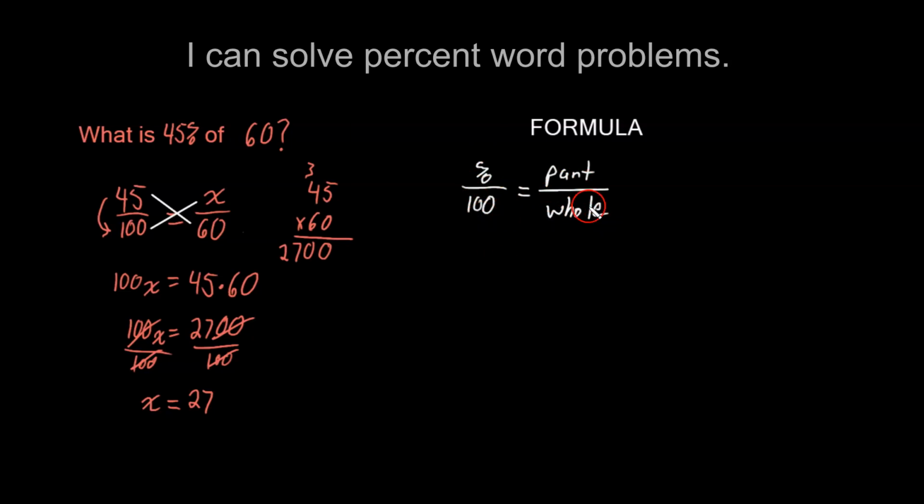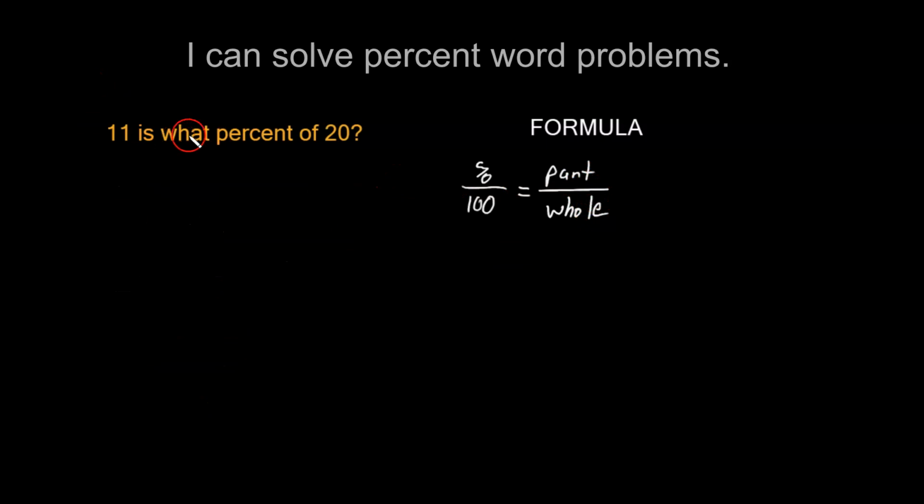Let's use this formula and do two more problems. It says 11 is what percent of 20? So we're looking for the percent. We're not sure what our percentage is, so that's where our x is going to go. Our x is our variable, or our unknown value. So x over 100 equals part over whole. 11 is our part, 11 is part of 20, so we go 11 over 20.